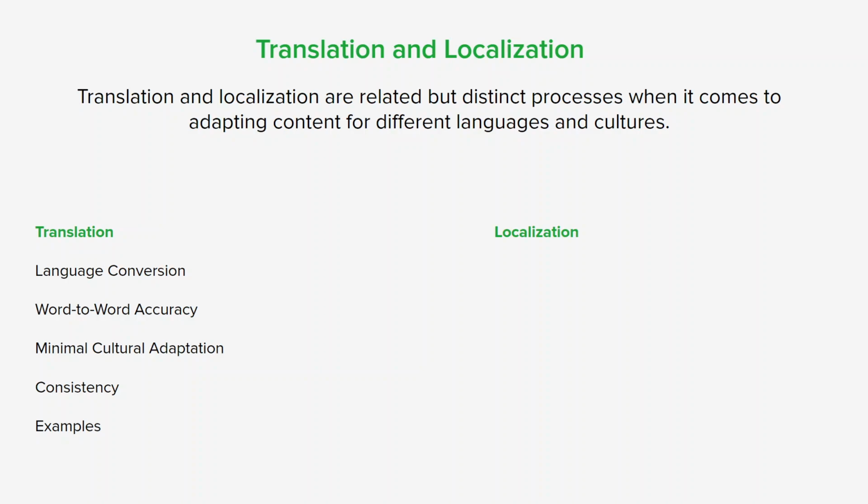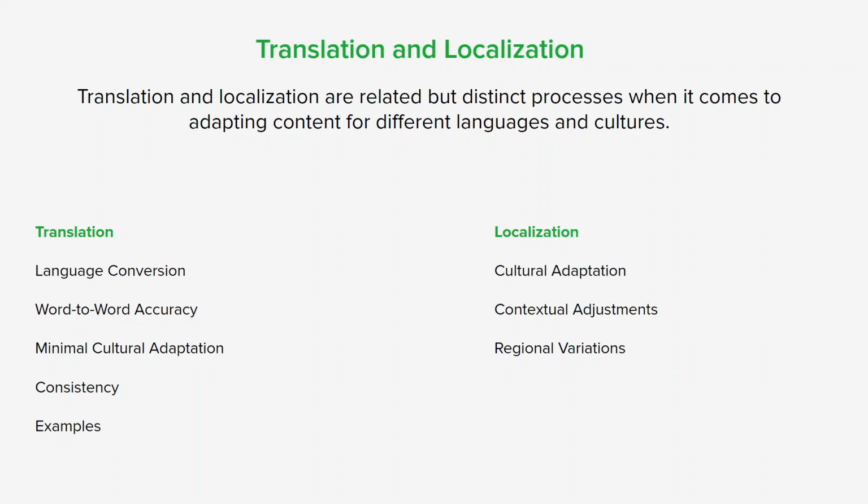Localization, however, goes beyond language conversion. It involves adapting content to the cultural, social, and regional norms of the target audience. This can include changes in tone, imagery, symbols, and even content itself. Localizers consider context-specific factors like idiomatic expressions, humor, or references that may not be relevant or understandable in the target culture. They modify content to resonate with the local audience.